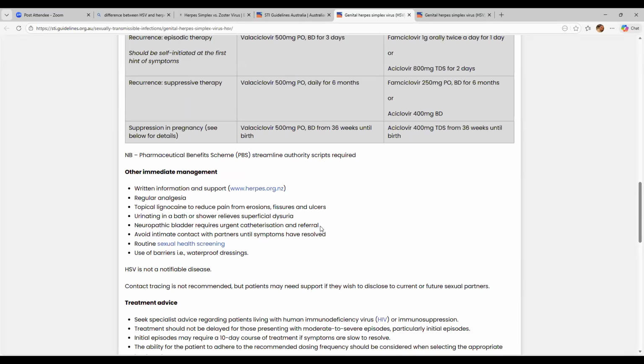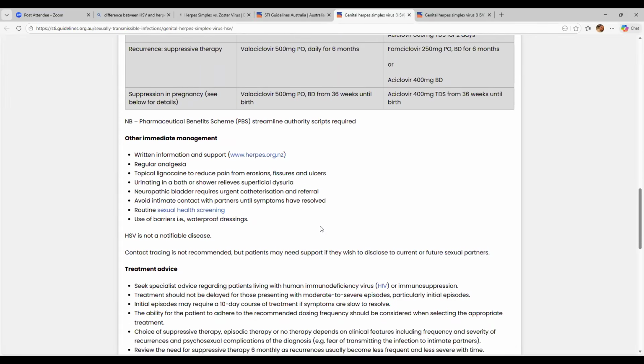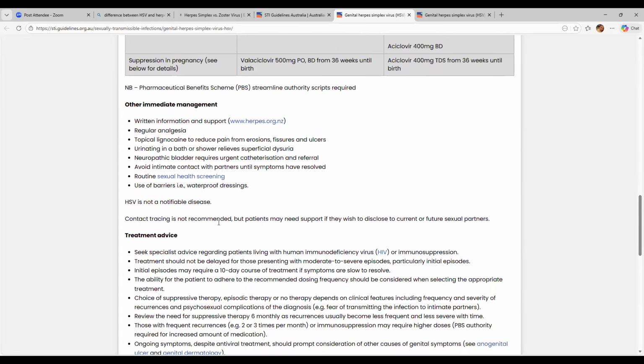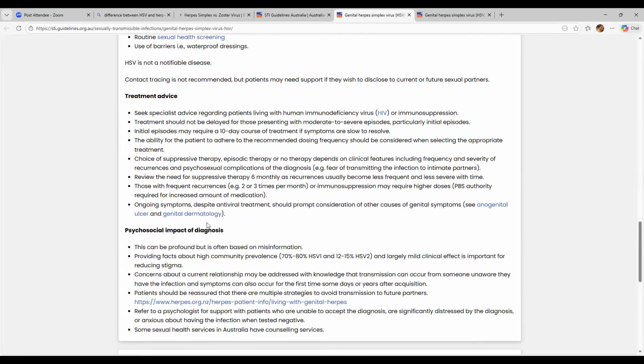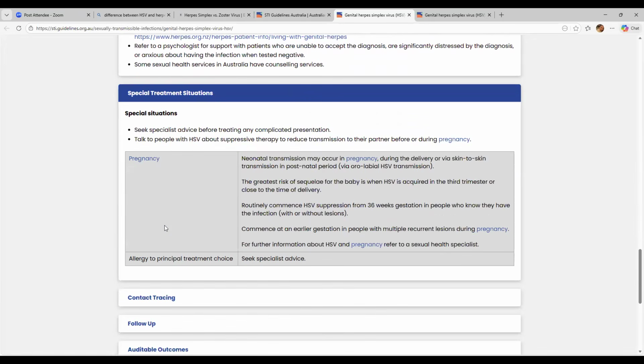Contact tracing is not required in here, but we need to make sure we are giving analgesia to the patient because it's quite sore, lignocaine in the area. Advise them about how to urinate and defecate to avoid the pain from that region. Sometimes it can cause neuropathic bladder because of the pain. That's about it. Special treatment is for pregnancy.